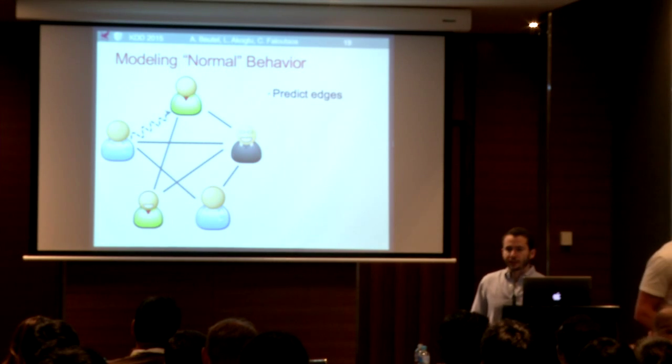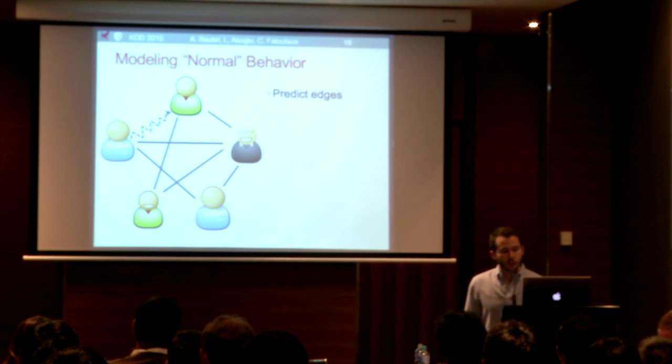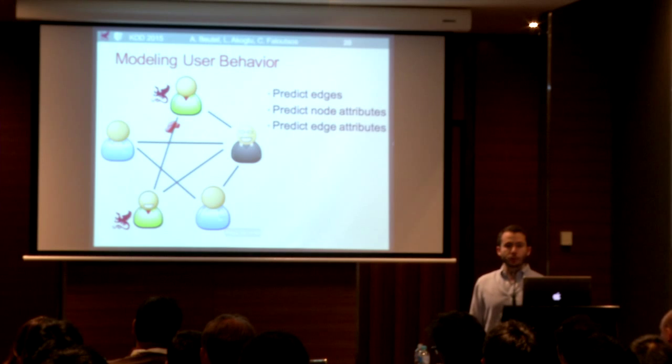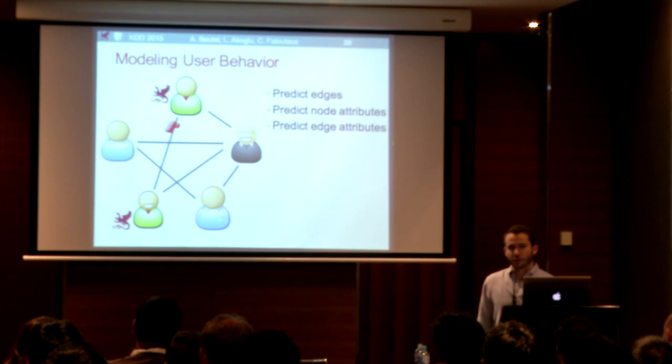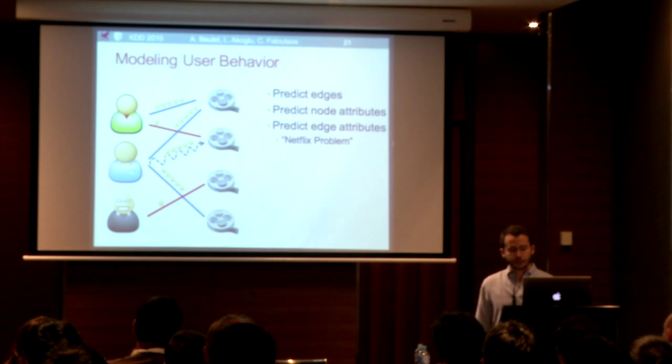We have a bunch of tasks we might want to accomplish given this data. Can we predict an edge that doesn't exist? Do we believe it should be there? We want to predict node attributes, or edge attributes given those node attributes. Like, are these people in a relationship? Do they go to the same school? The Netflix problem asks: if there is an edge, what would the rating be on that edge?